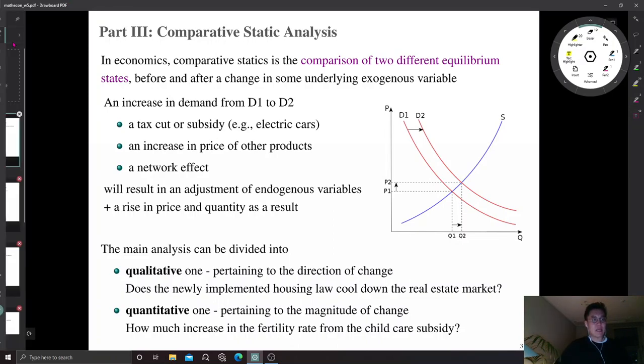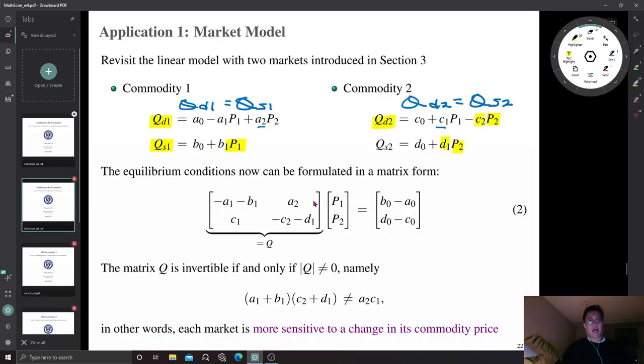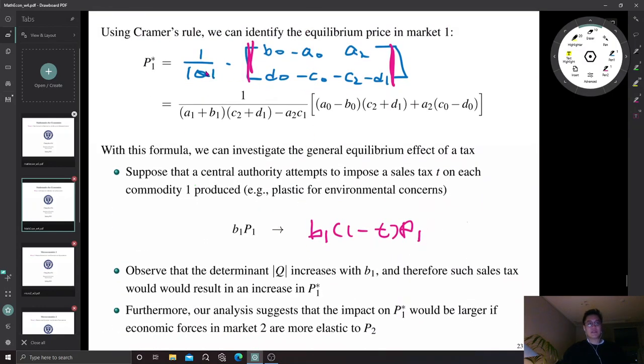That is an example in the previous week's lecture slide. Going back to the lecture slide from the previous week, there is one example I couldn't entirely cover at the previous live lecture. That is a market model. In this model, there are two commodities, and using matrices, we express the equilibrium conditions this way, and we solved for P1 using Cramer's rule to obtain this expression.